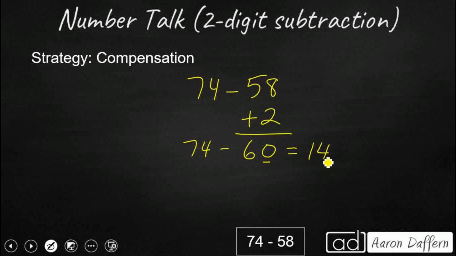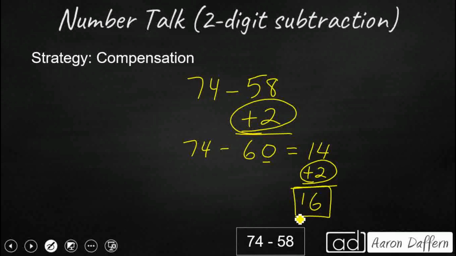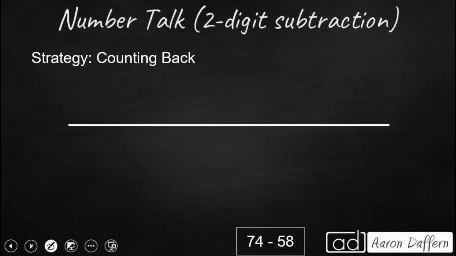That's a 14. But remember, we changed our subtrahend. We actually bumped it up 2, which means that we subtracted 2 more than we should have. So in order to even out, we got to give those 2 back. We took away 2 extra, got to give those 2 back. And that's how we get to our difference of 16.